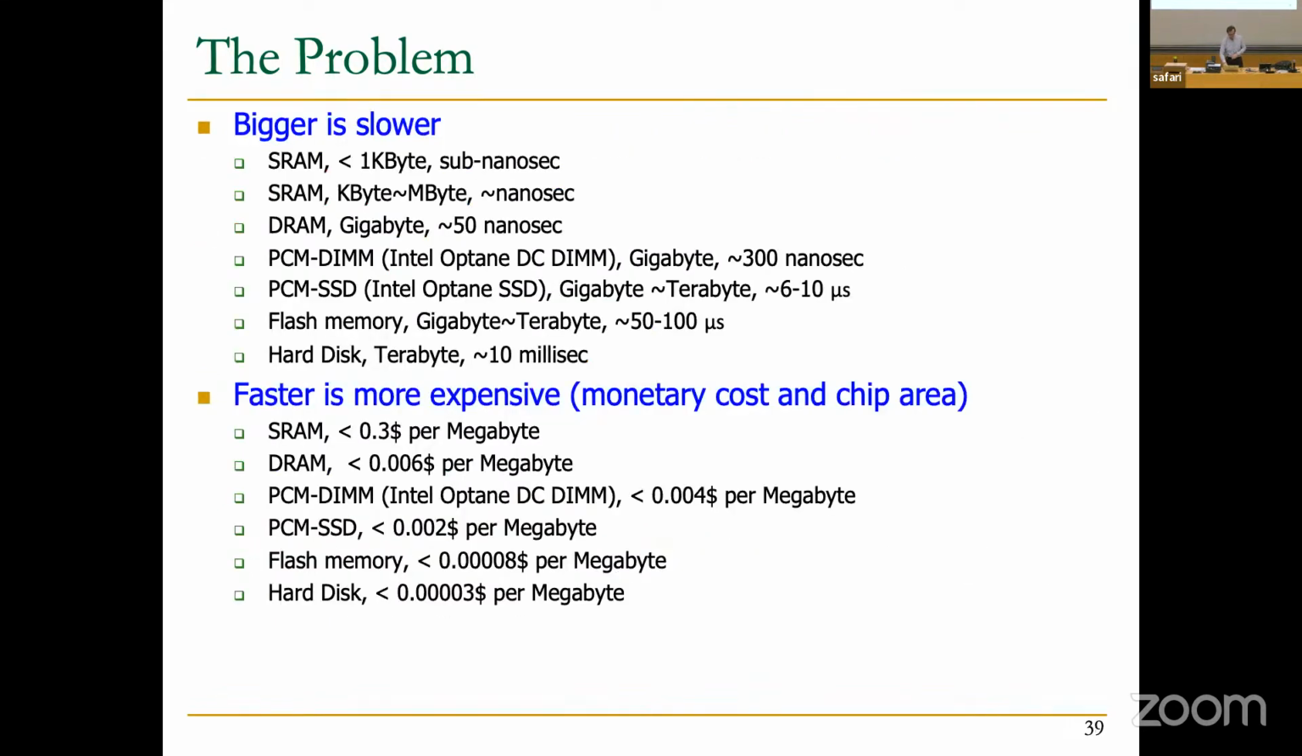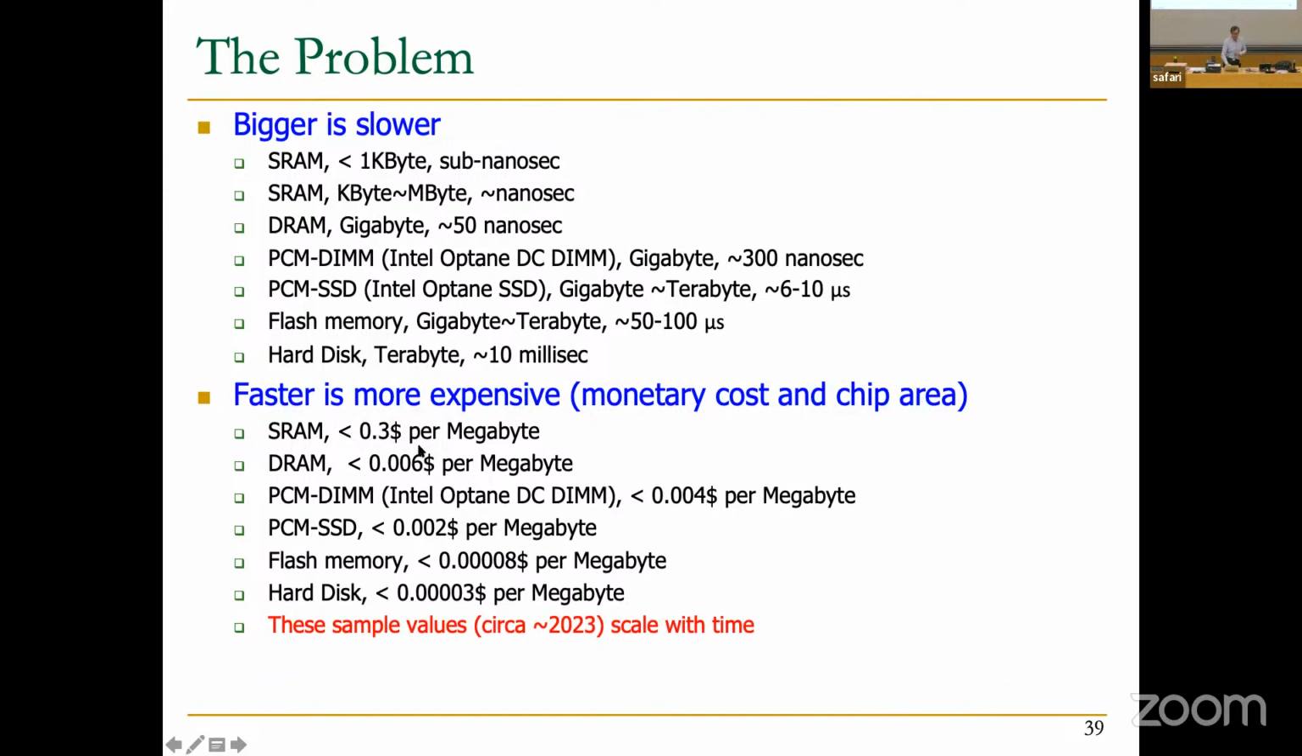Okay, so let's take a look at this problem. We'll put some numbers over here. I'm going to show this in a table. But basically, these are different technologies over here. You can see that bigger is slower. So SRAM can be nanoseconds. Hard disks are milliseconds today. SSDs are microseconds, as you can see. And faster is more expensive.